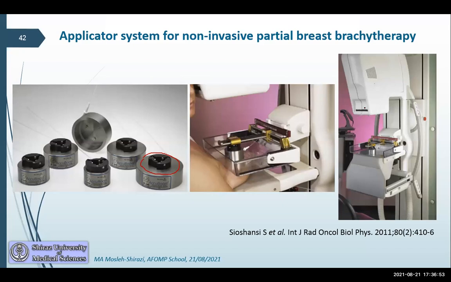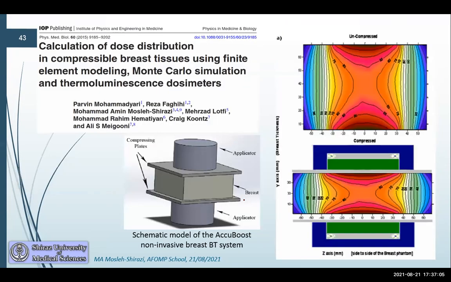In a mammography type setting, you get mammograms, and also you have the radiotherapy from both sides, and of course you have this under compression. We looked at this in this paper in 2015 on the fact that if you have tomographic imaging, you couldn't do it under compression. You might have it uncompressed, but then with compression, what happens to the dose? And there is no real planning system for this. And we used finite element modeling, Monte Carlo simulation, and TLD dosimetry to implement and assess this.